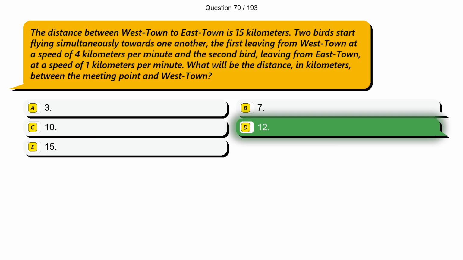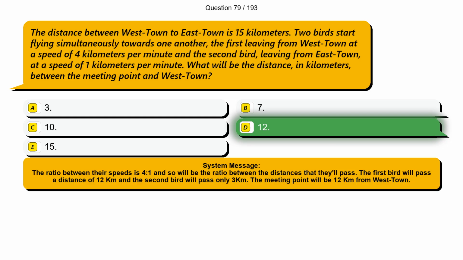The correct answer is option D, 12. The ratio between their speeds is 4:1, and so will be the ratio between the distances that they'll pass. The first bird will pass a distance of 12 kilometers and the second bird will pass only 3 kilometers. The meeting point will be 12 kilometers from West Town.